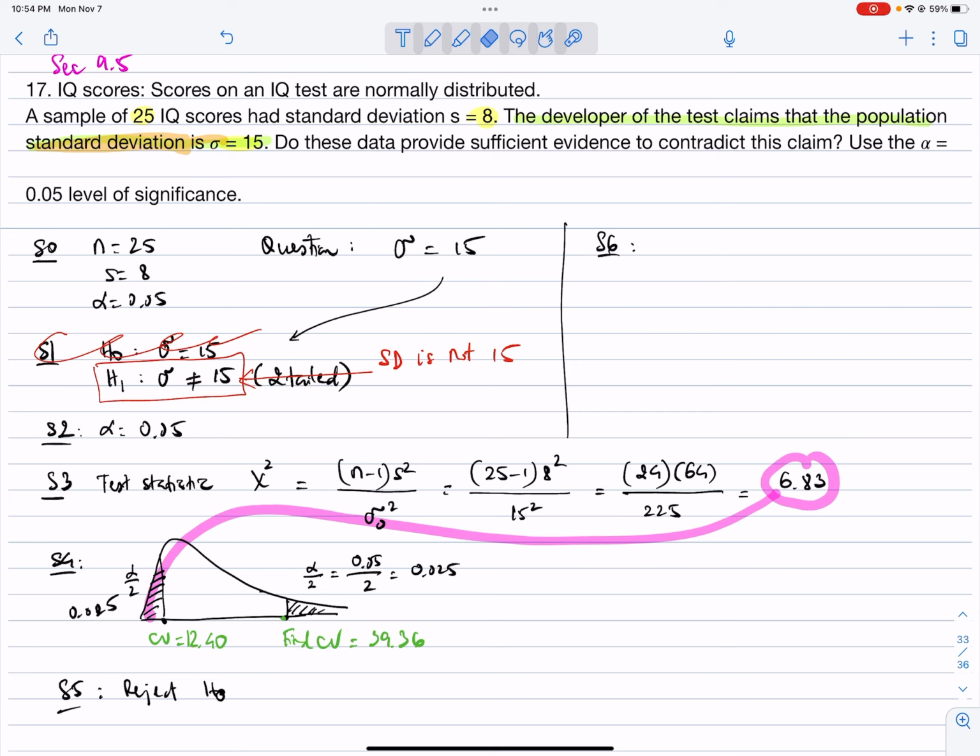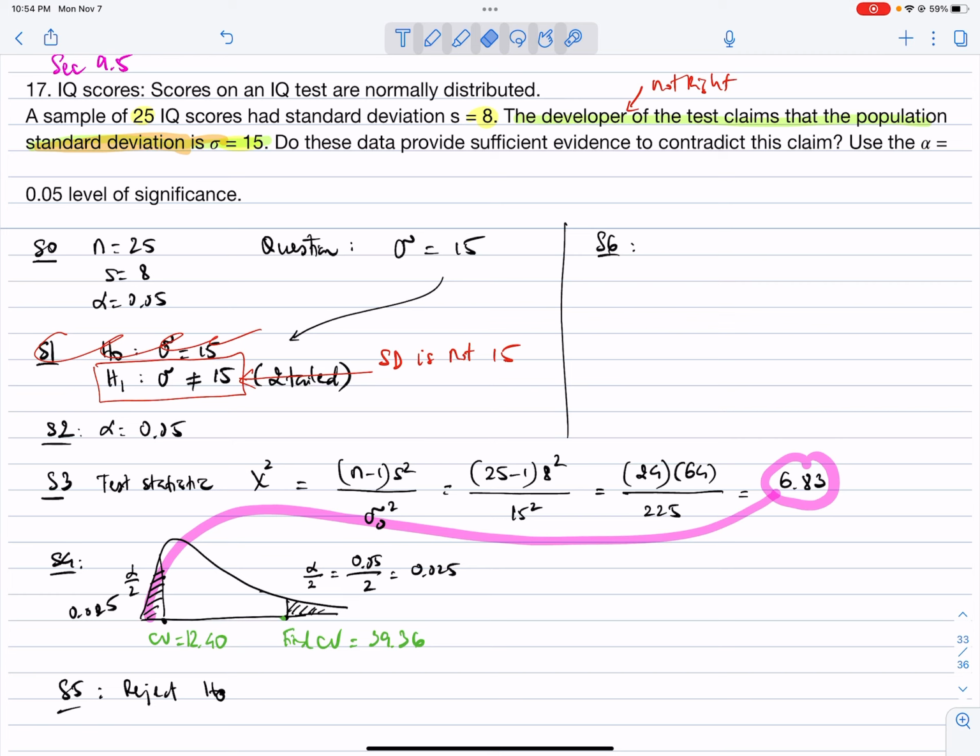The developer of the test claims that the population standard deviation is 15. So the claim is not true, right? It's not right, because we just showed that the standard deviation is not 15. If it's equal to 15, then it's not a right statement.